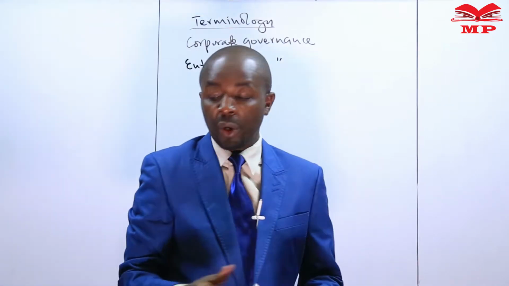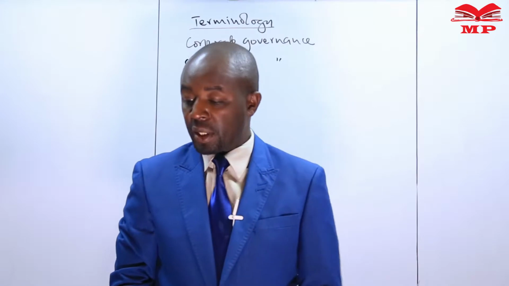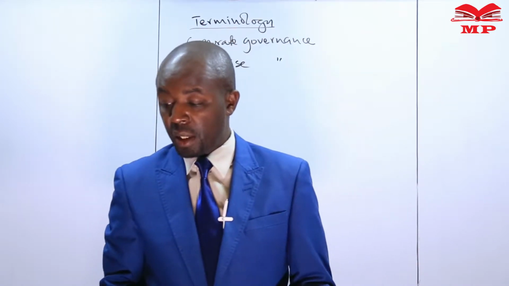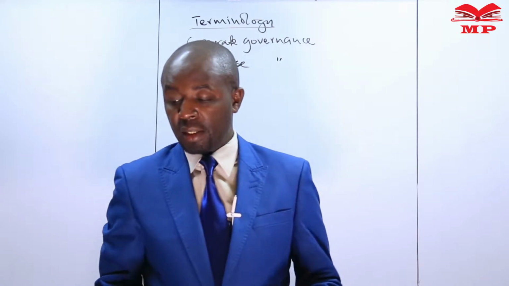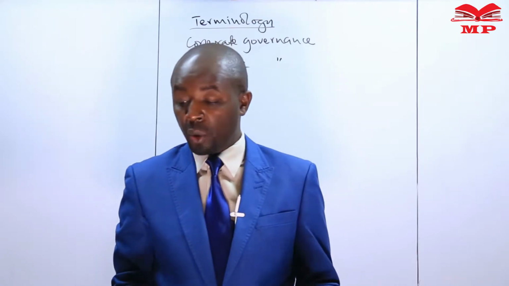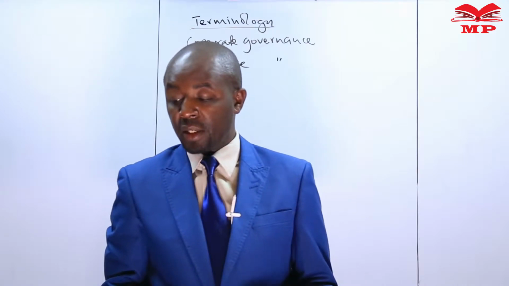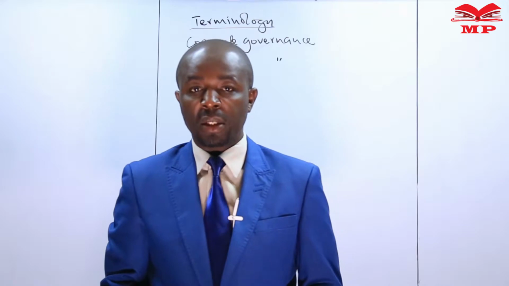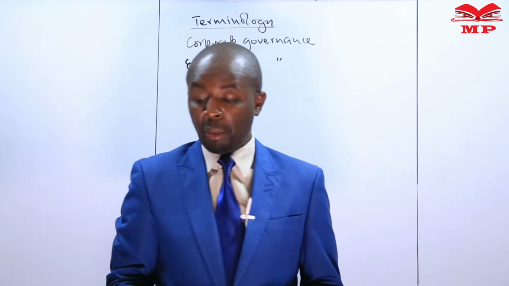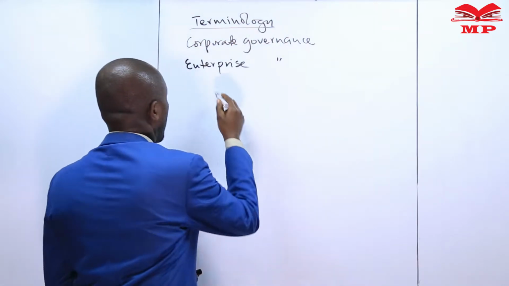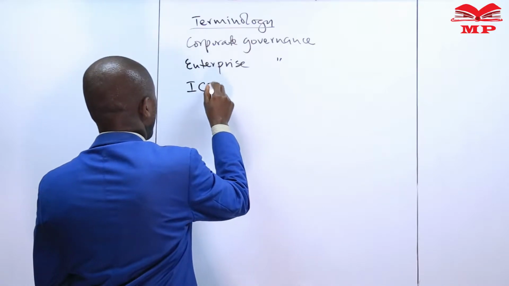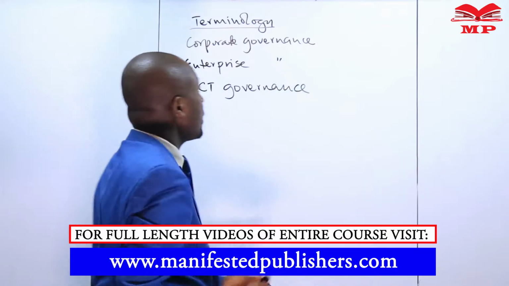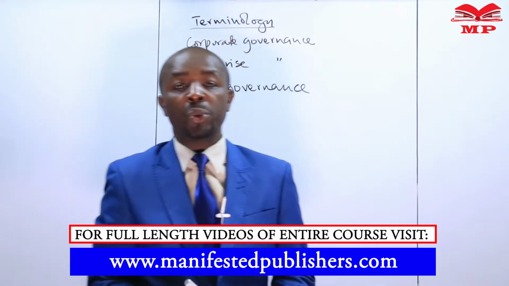Then also in the terminology, we look at enterprise governance. So what is enterprise governance? Enterprise governance talks about a set of responsibilities and practices exercised by the board and executive management with one goal, that is to provide strategic direction and ensure the objectives are achieved. That is now enterprise governance. So for both the enterprise governance and corporate governance, we need what we call ICT governance, because without ICT, both of those two will not be able to succeed.